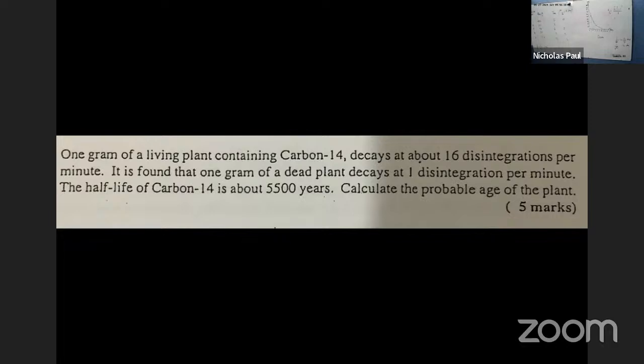Right, so to go from 16 to 1 disintegration, it means that it's now at 1/16. Correct? How many half-lives is 1/16? 1 over 2 to the 4. So the number of half-lives is 4. So what's the age? If the plant is 4 half-lives down the road, what will be the age of the plant?